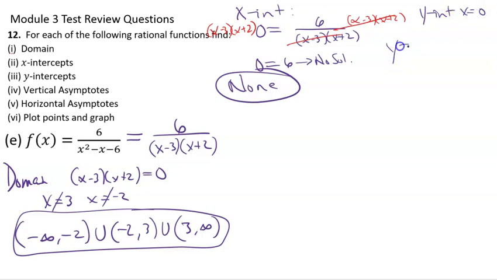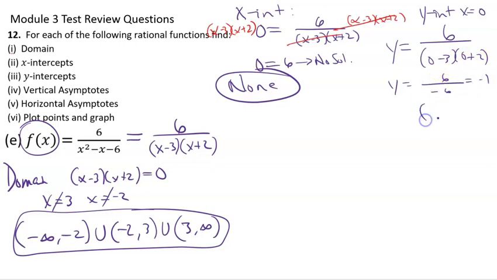So I can write this as y equals, because f of x and y over here are the same guy. And I can plug it in the factored version, nothing wrong with that. 0 minus 3 over 0 plus 2. So y is equal to 6 over, that's negative 3 times 2 is negative 6. That reduces to negative 1. So it does have a y-intercept, which is 0, negative 1.